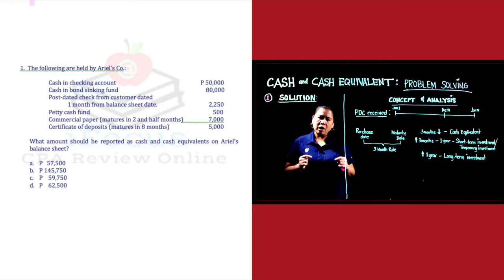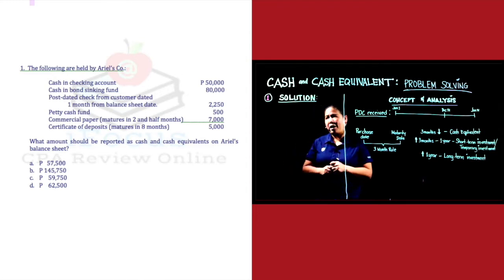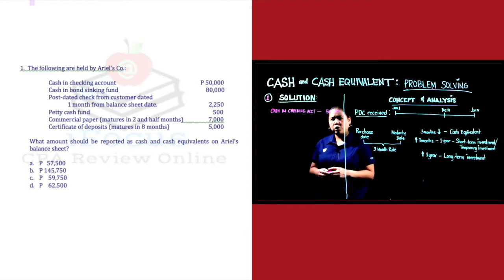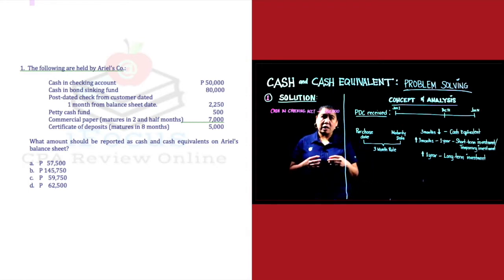Alright? So, the following are held by Ariel's company. First item is the cash in checking account. Siyempre, kasama yan sa ating cash. Okay? So, 50,000 po yan na cash in checking account. Item number 2 is cash in bond sinking fund. So, ano ba itong cash in bond sinking fund? Ito po yung mga sinesegregate na amount intended for payment of our liabilities.